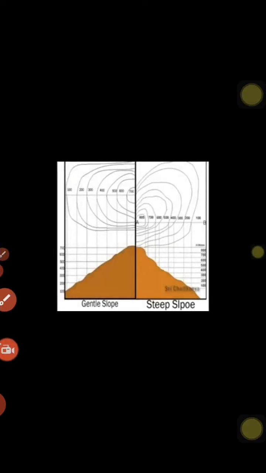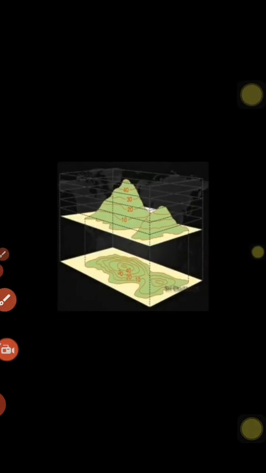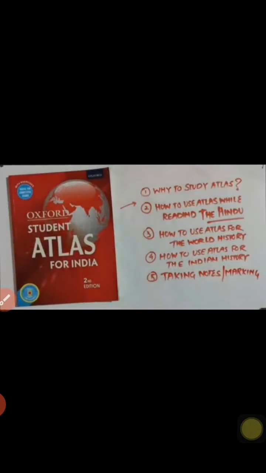A contour line is a line joining the places with some common features. Contour lines are also called isolines. Contour lines will be irregular in shape depending upon the landform. See the picture here. This shows the gentle slope and steep slope of contour lines.